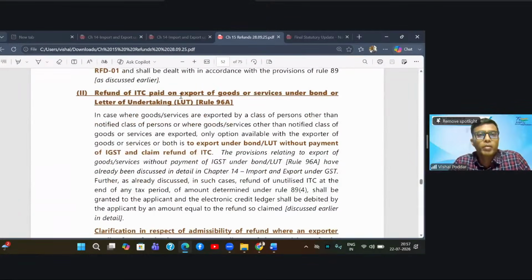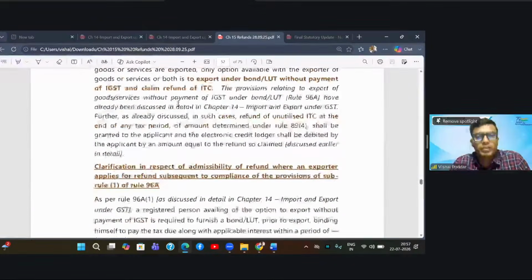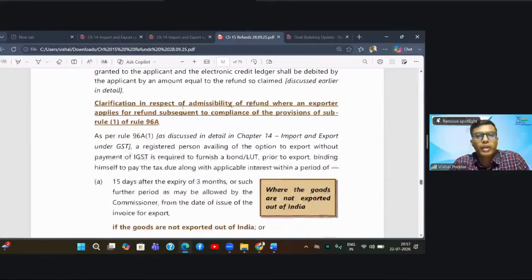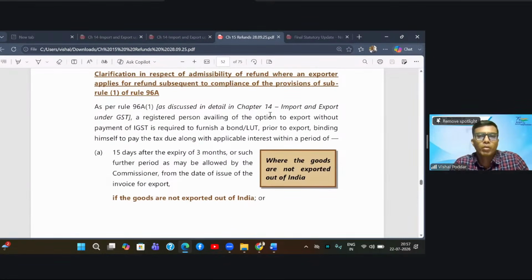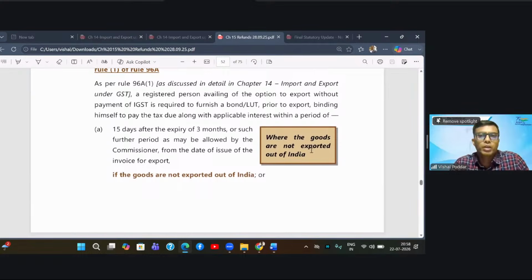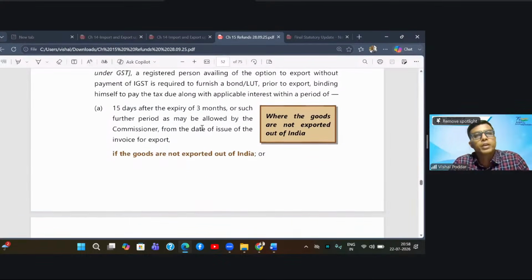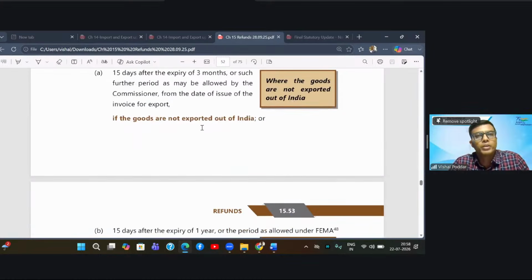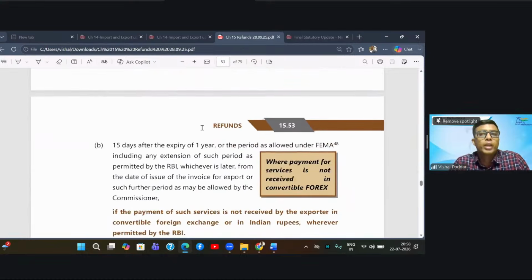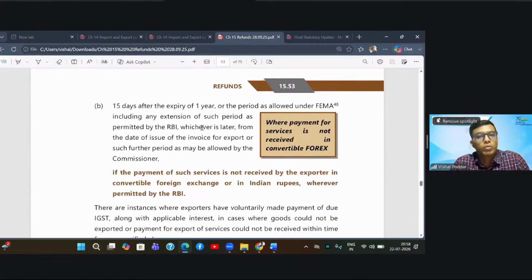Next, refund of ITC on export of goods or services under bond or letter of undertaking. This, students, we have already seen in detail. Now, clarification in respect of admissibility of refund where an exporter applies for subsequent refund, on compliance with the provisions of Sub-Rule 1 of Rule 96A. So where the goods are not exported outside India, if you are not able to export the goods up to 3 months from the date of invoice, then in such cases, you will have to return back the amount of refund.